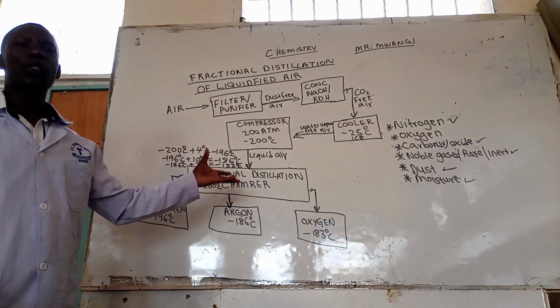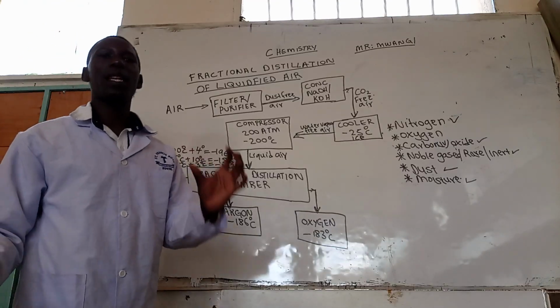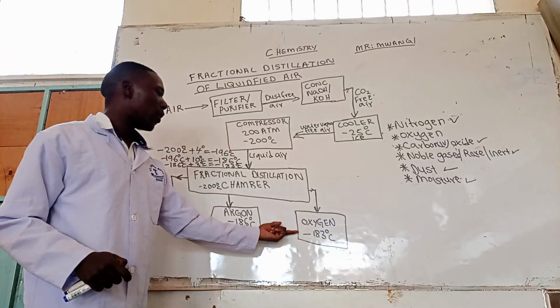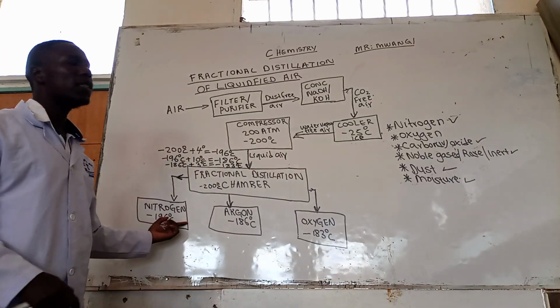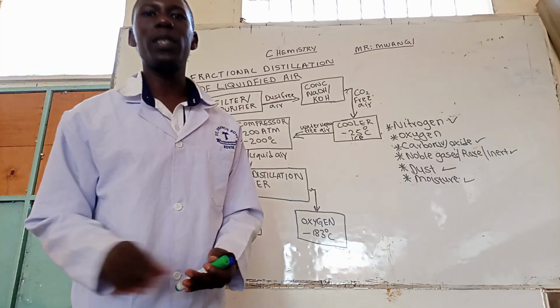So that is the fractional distillation process, where we separate the components of air. Then we end up with oxygen, argon, and nitrogen. So we can end up at that point.